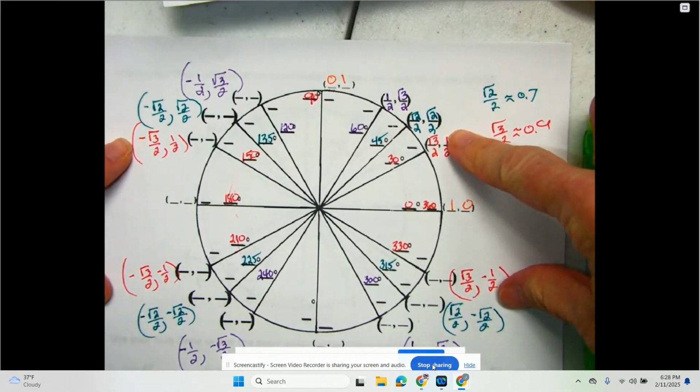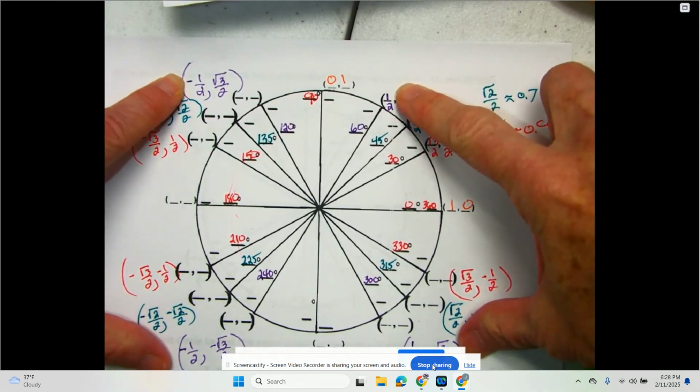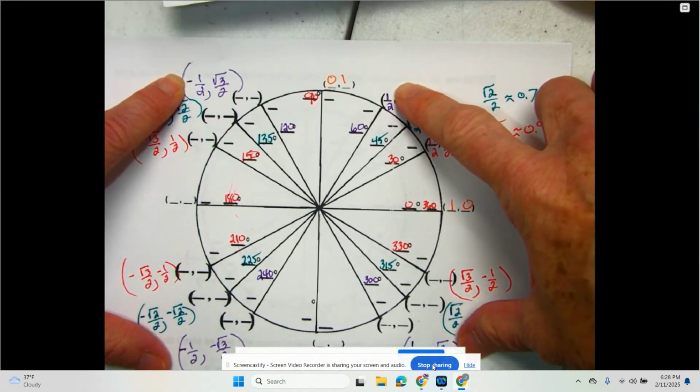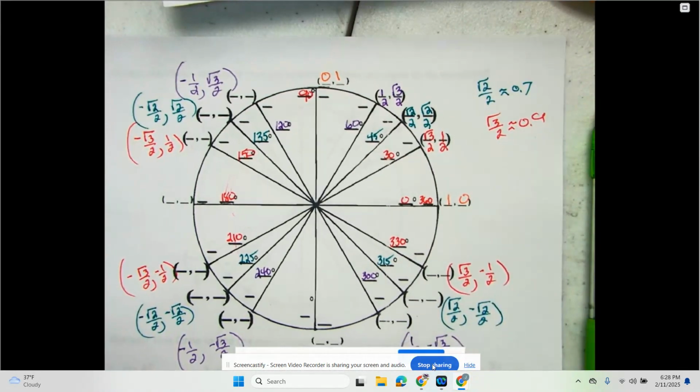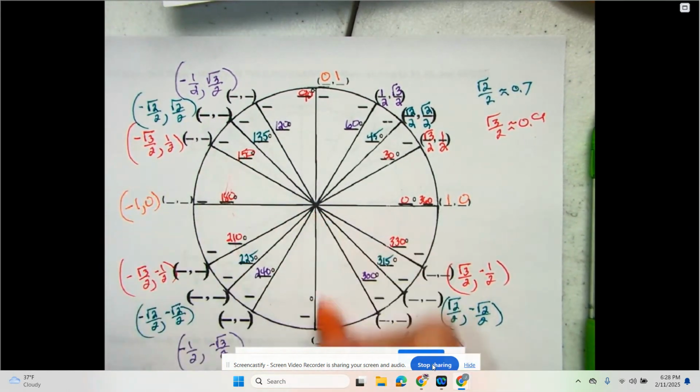Square root of 3 over 2, 1/2. Square root of 2 over 2, square root of 2 over 2. 1/2, square root of 3 over 2. So now you know them all. And then again, this one is going to be negative 1 and 0. And this one's going to be 0 and negative 1.